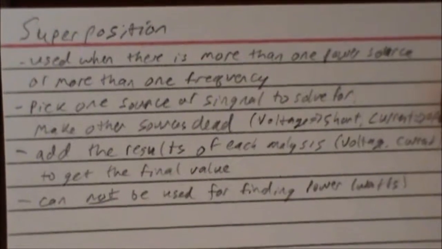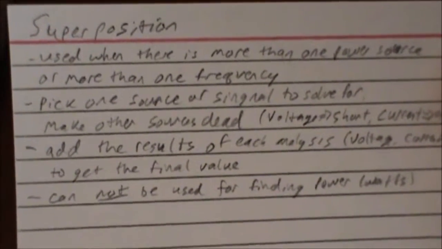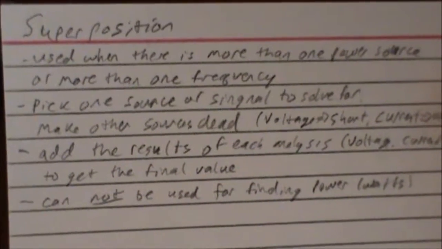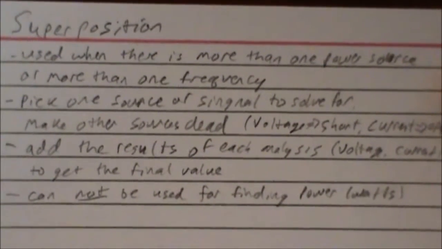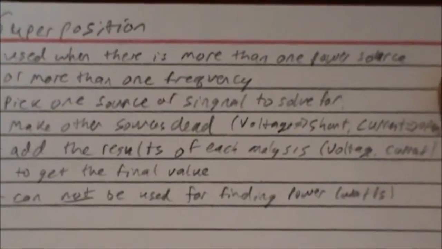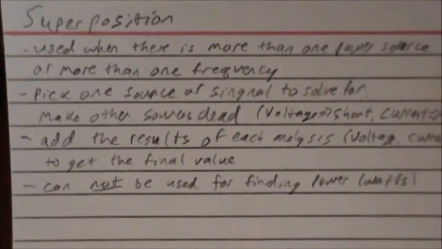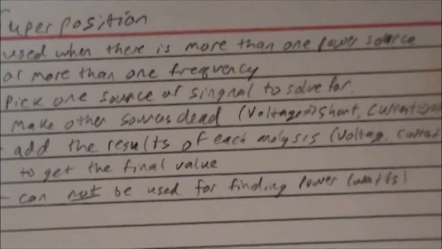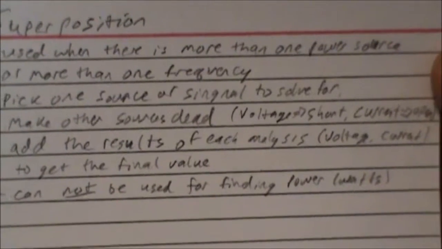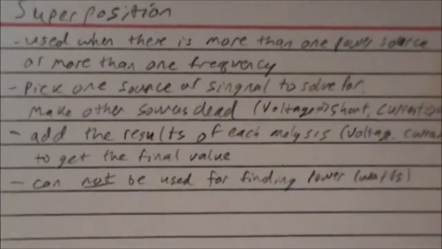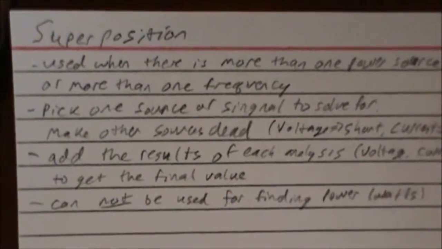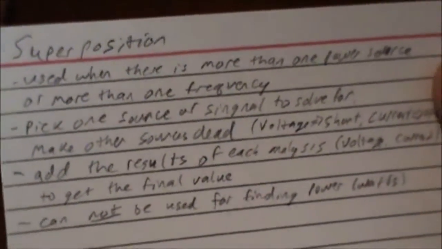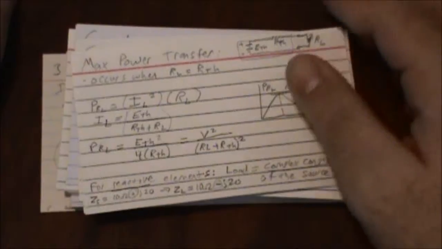So when there's more than one power source or more than one frequency, pick a source or signal to solve for. Make the other sources dead, which is to short your voltage source and open your current source, and then add the results of each analysis to get the final value. But it can't be used for finding your power in watts. It can be used to find your voltage or your current.